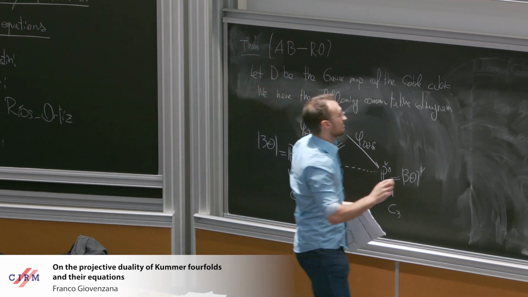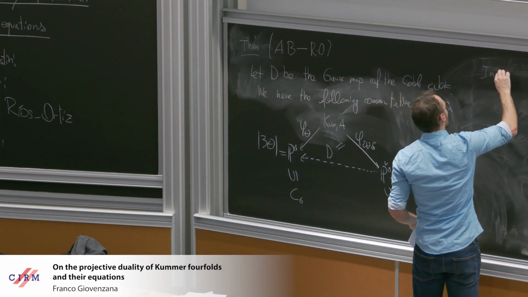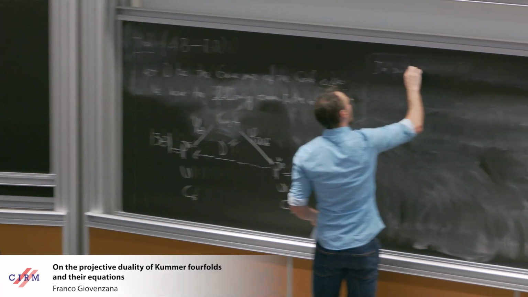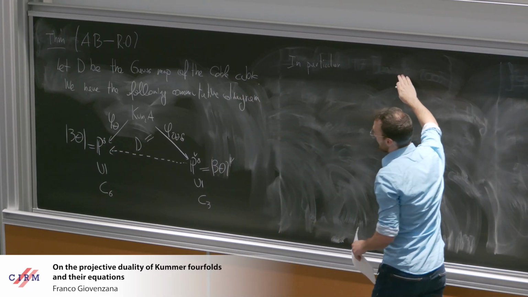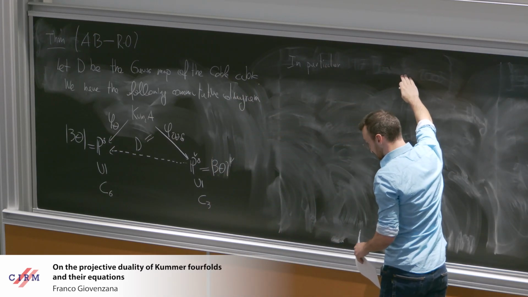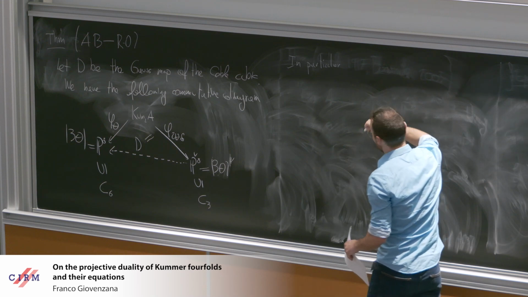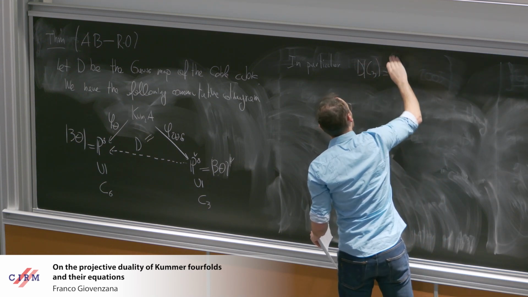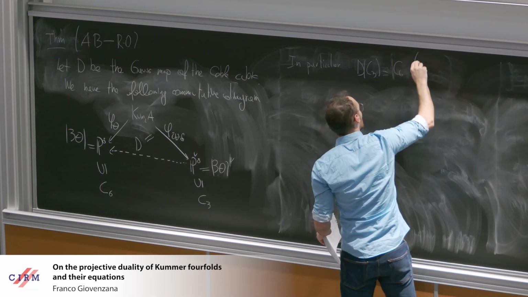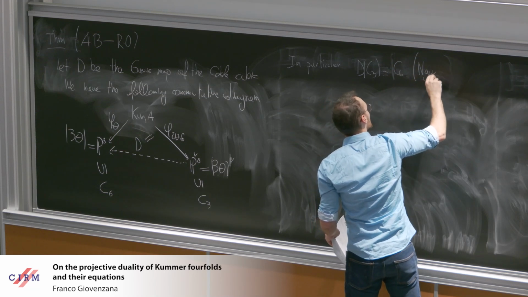So in particular, first maybe I write down the statement of projective duality for the Coble hypersurfaces: it is that the dual of C3 is equal to C6. This is Nguyen and Ortega.